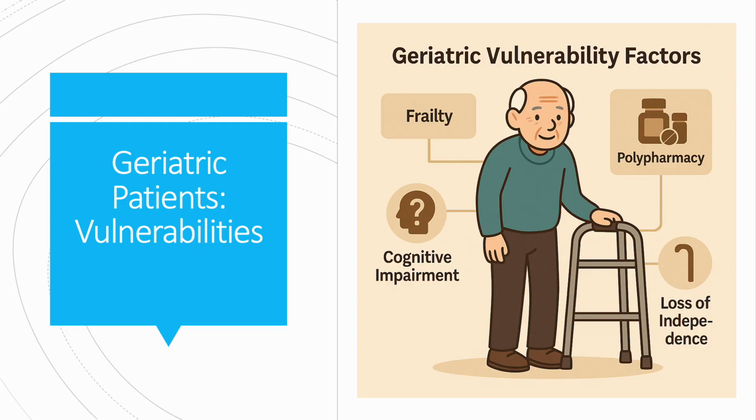First is frailty versus chronological age. When assessing older adults, it's essential to understand that frailty, not the number of birthdays, tells the real story. A frail 68-year-old with poor mobility and muscle wasting may be more vulnerable than an active 85-year-old.